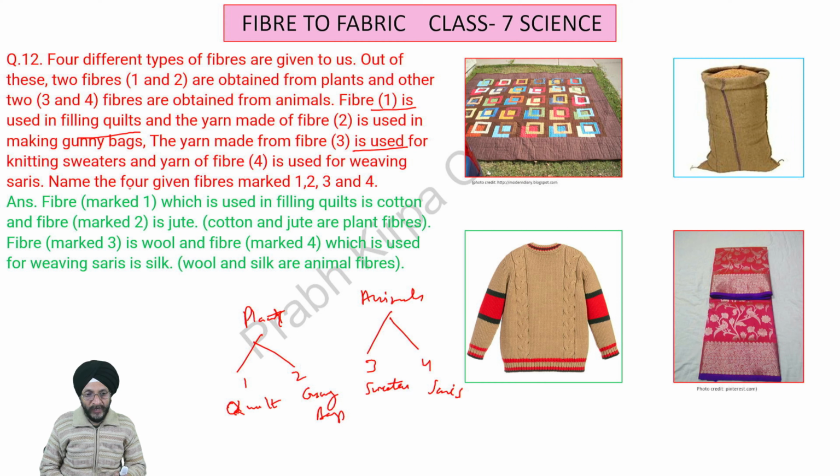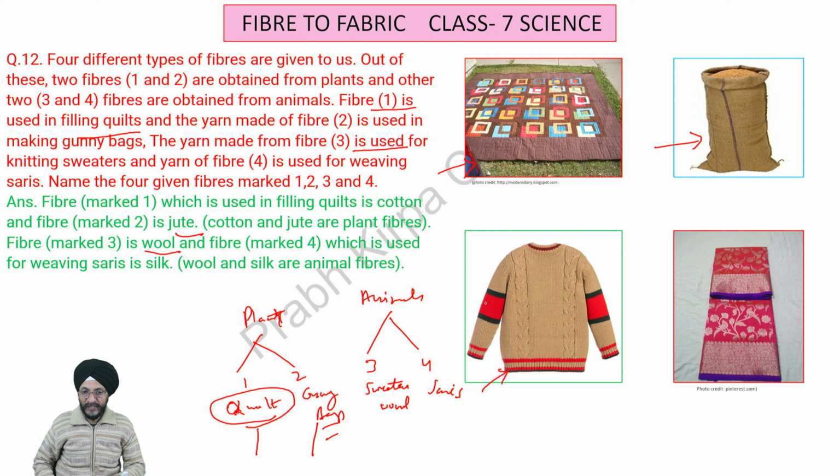Now we are to name the given fibers. Here the quilt is made of cotton. Gunny bags, you can see here, are made of jute. The second fiber is jute; the first was cotton. Fiber 3, which is the sweater, is made of wool. The third fiber is wool. The fourth fiber, which is used for making sarees, is silk. We have given the photographs here so that you can understand this question easily.